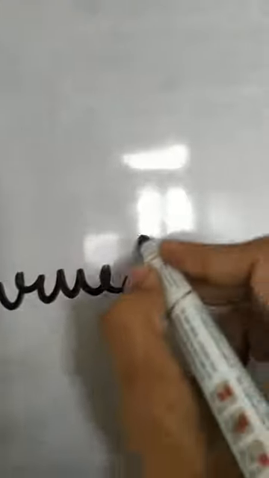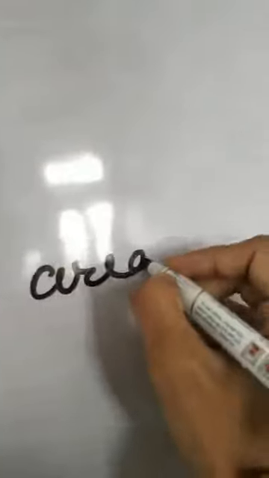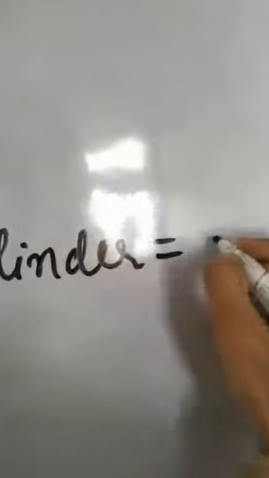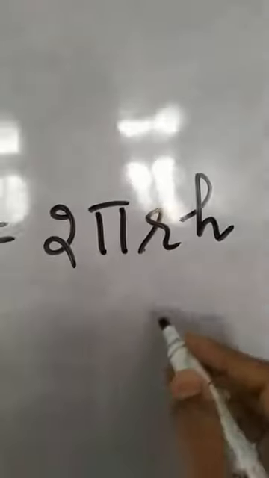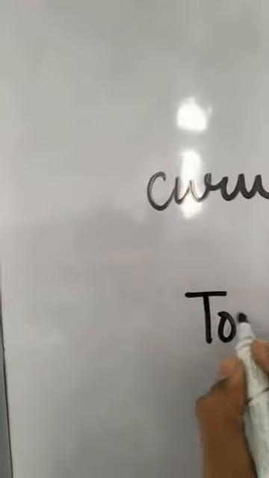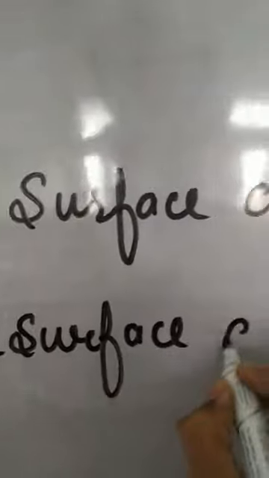In this exercise, we use two formulas: curved surface area of cylinder is equal to 2 pi r h, where r is the radius of cylinder and h is the height of cylinder, and total surface area of cylinder.